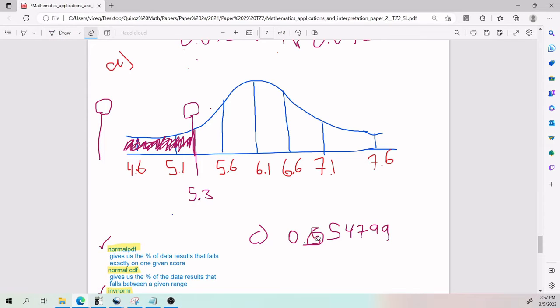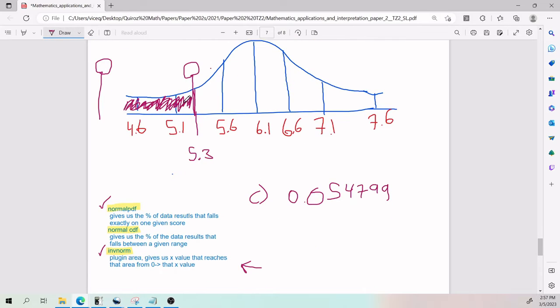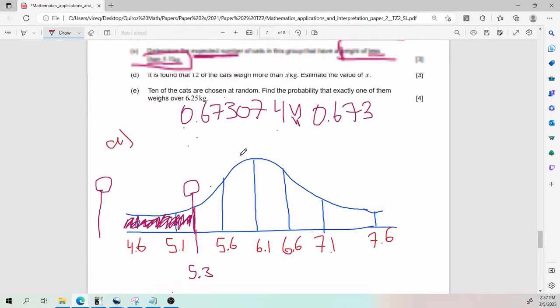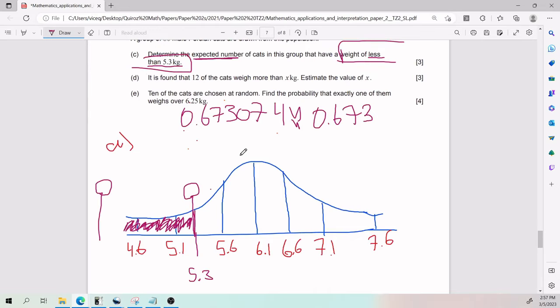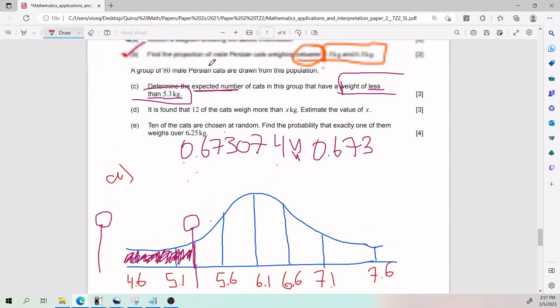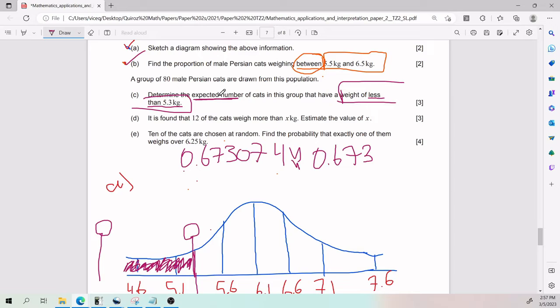Let me just make this a little more clear. That is a 0. All right, so this is the percent of cats that weigh less than 5.3 kilograms. And so if we're talking about the expected number of cats in this group, which group? The group of 80 male Persian cats. See, so group of 80.